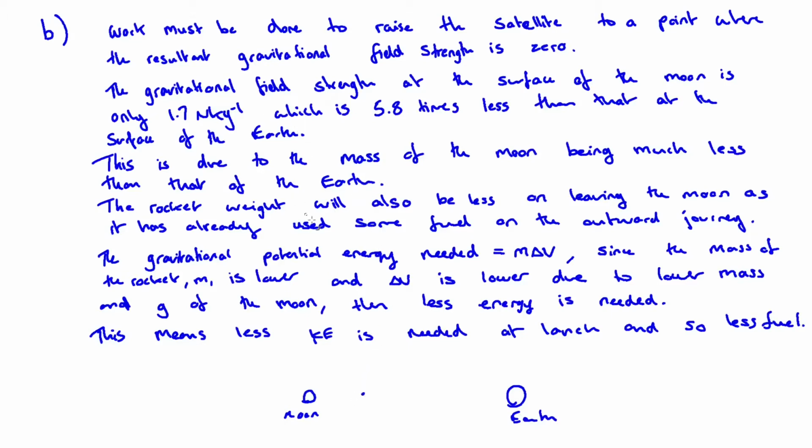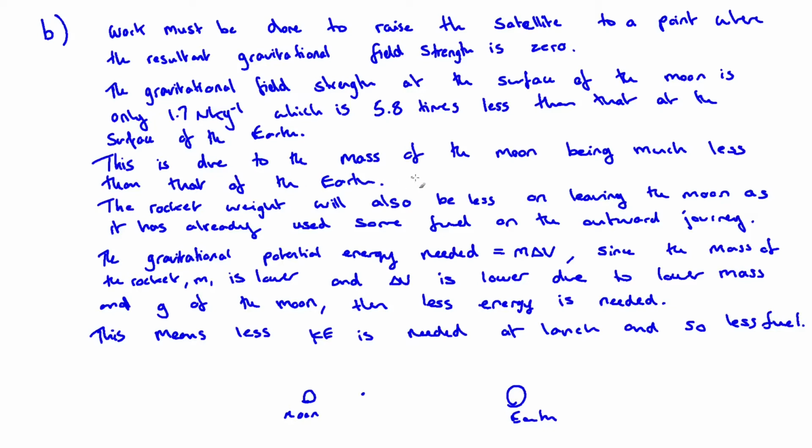Now that point is going to be closer to the moon than the Earth, because the gravitational field strength at the moon's surface is only 1.7 Newton per kilogram. How do you know that? Well, look at your graph. You know that the radius of the moon is 1700 kilometers. If you read off that graph at 1700 kilometers, the gravitational field strength is 1.7 Newton per kilogram. If you do 9.81 divided by 1.7, it's 5.8. So the gravitational field strength of the moon is 5.8 times smaller than that of the Earth.